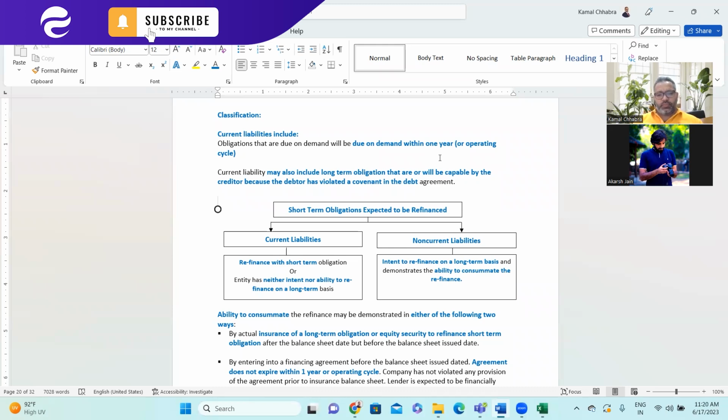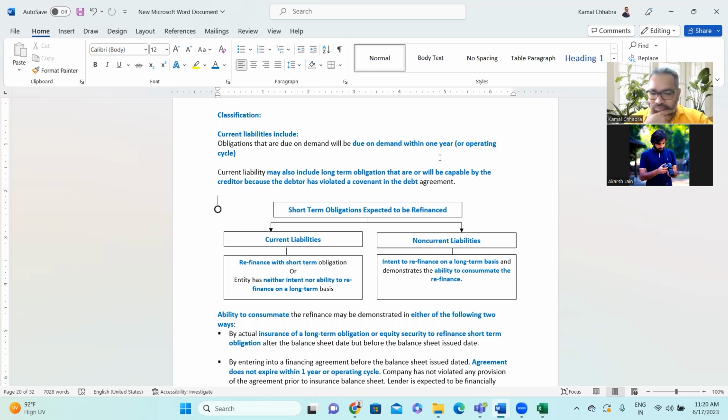So there you identify what the intent of management is. Okay. I know it's difficult, but there are ways. Being an auditor, we need to find the ways. That's what I was saying, sir, this is a bit difficult, but okay.